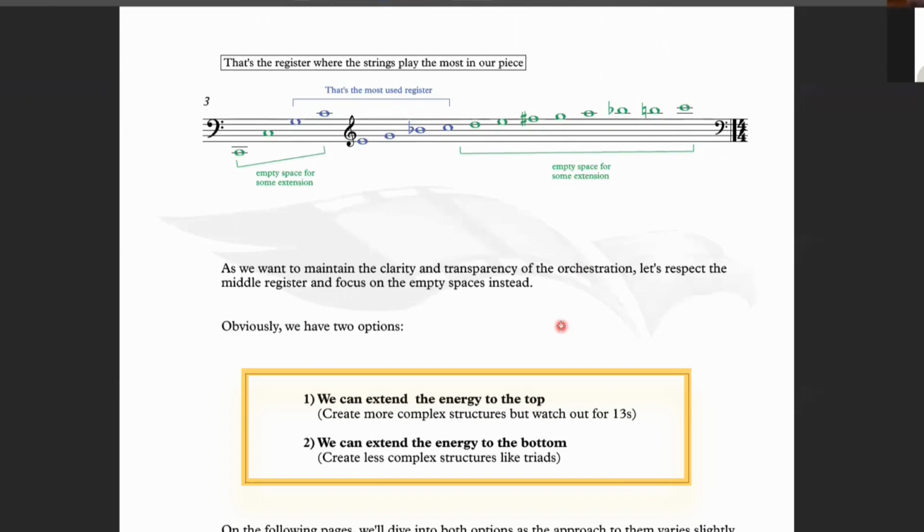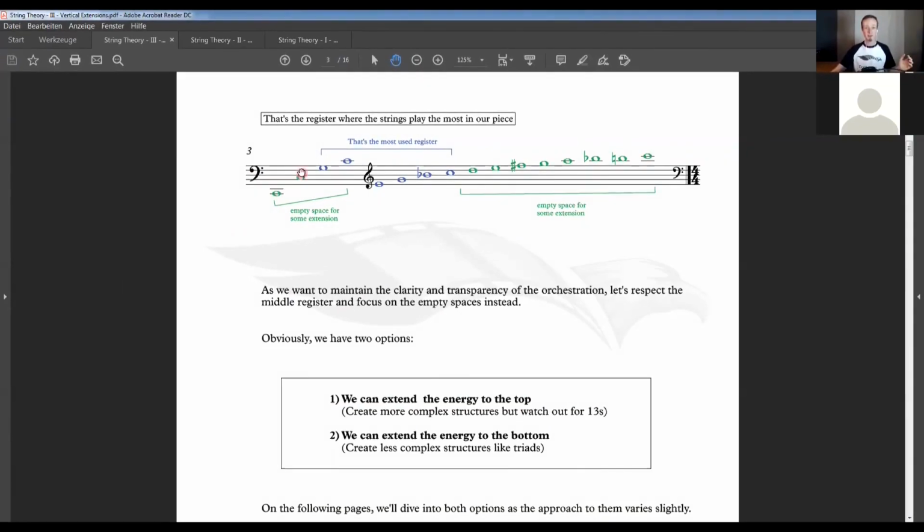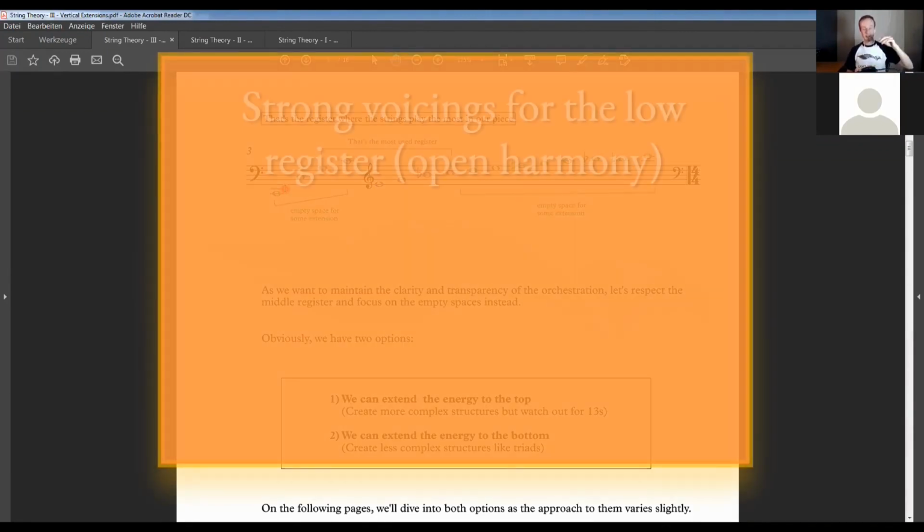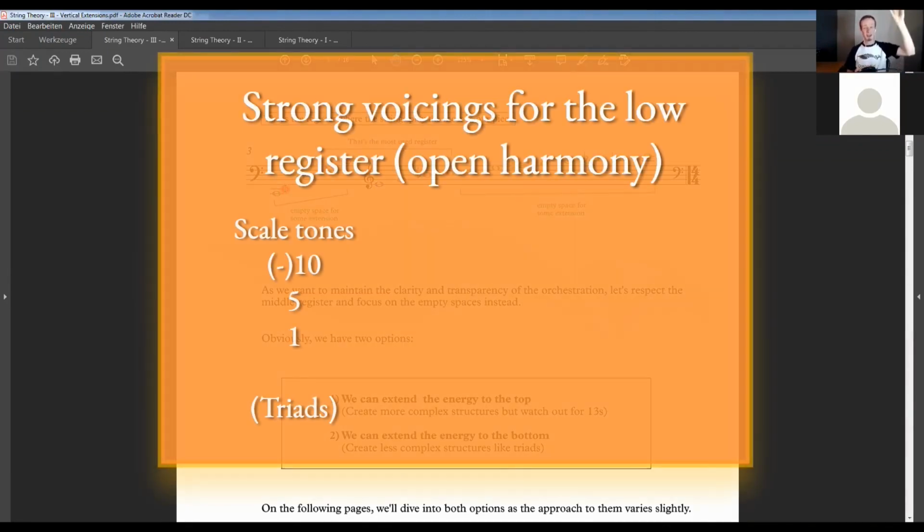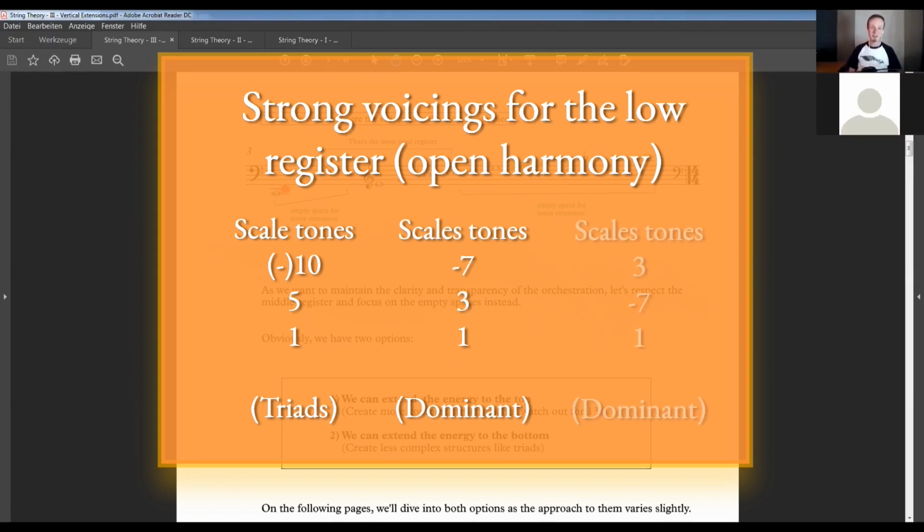Or when we go down from our sketch in the lower register, try to reduce the complexity, basically bring in triads, because guess what's happening down here? That's just the root tone. So if you're looking for strong structures, then voice it that way, like scale tone 1, 5, and 10 or minus 10. Or you can go with a dominant structure and then you have 1, 3, and minus 7, or the other way around. This works both ways.